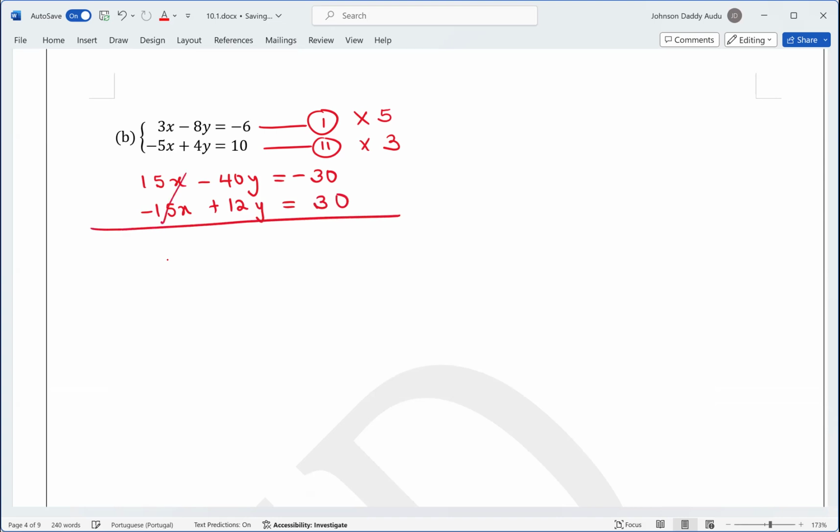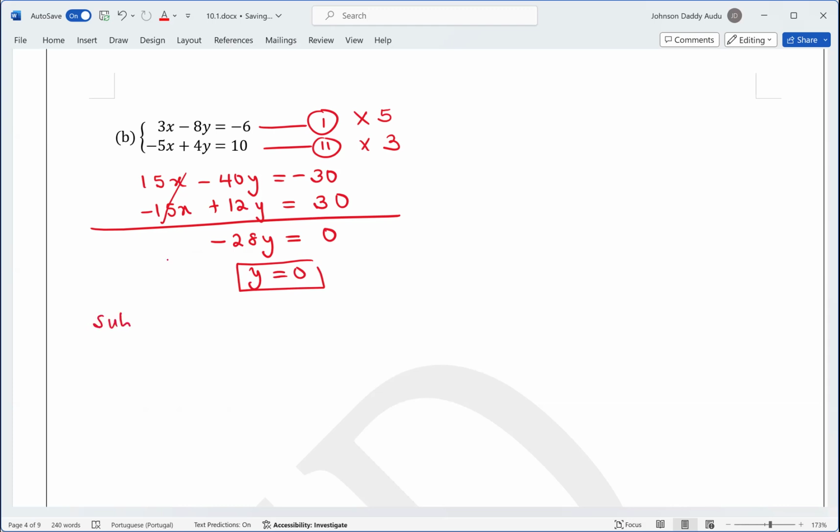Now, once you add, the x terms will go. This is going to be minus 28y, and the right side is going to be 0. So y itself is 0. Yes. So y is 0.